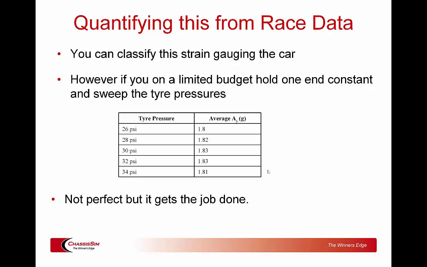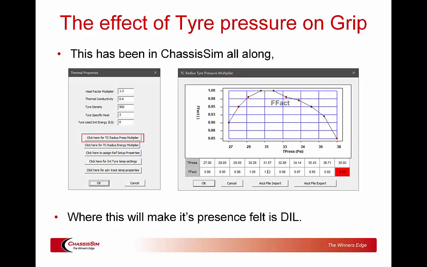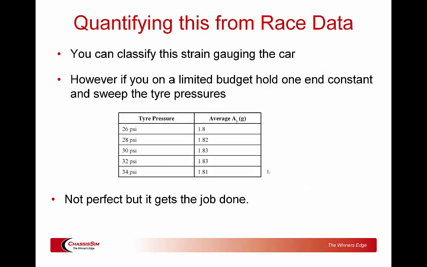In this case, we've got a sweep from 26 through to 34 psi, and we've got our average AY through the lap, which starts at 1.8, 1.82, 1.83, 1.83, 1.81. This is not perfect, but it gives you a really good solid approximation of what that is. And again, just remember, ChassisSim's a calculator. It's not a magic wand. If you've got to make adjustments, make adjustments. Don't fall into the trap of thinking, oh, okay, we've done the magic test, therefore this is set in gold. This is a guide to get you going. Just remember, ChassisSim is a calculator. Use it as such.